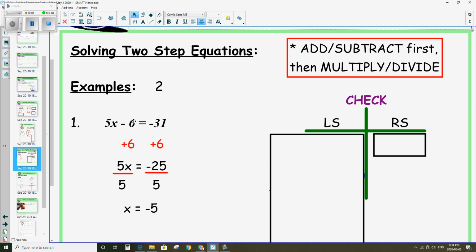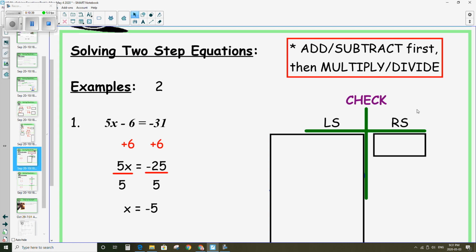And on the left-hand side, these got eliminated. Negative 6 plus 6 is 0. So I'm left with 5x equals negative 25, because negative 31 plus 6 is negative 25. And then in the next step, I'm trying to isolate for x. So I'm trying to get rid of the 5, which is multiplied by the x. And so what I did there is I divided both sides by 5. Okay, now these can cross out because 5 divided by 5 is 1. So we have the x by itself. And on the right-hand side is negative 25 divided by 5, which is negative 5. All right, so I think the answer is negative 5.